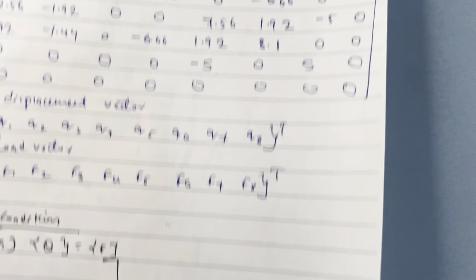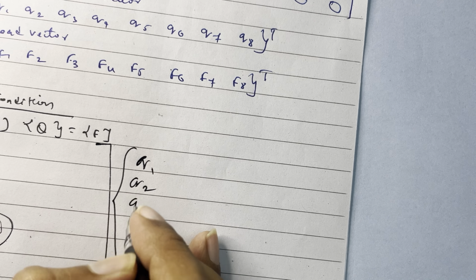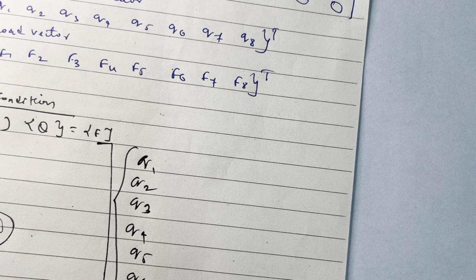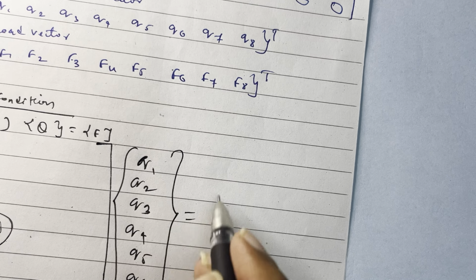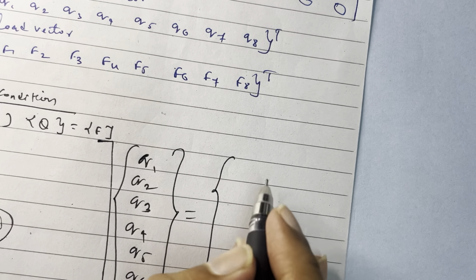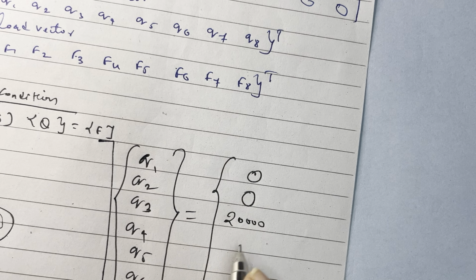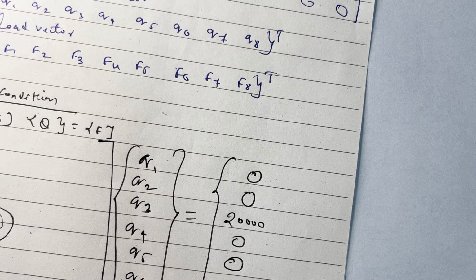Now here we have to write q1, q2, q3, q4, q5, q6, q7, q8, q9, that is equal to force, as F1 is 0, F2 is 0, F3 is 20,000 and F4 is 0, F5 is also 0, F6 is minus 25,000, it is acting downwards, and 0, 0.